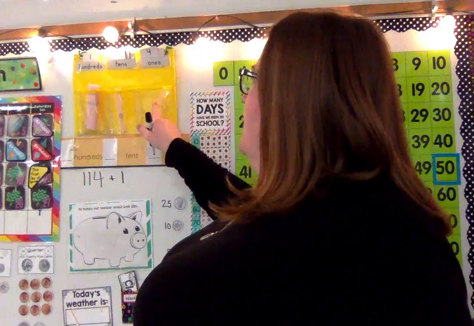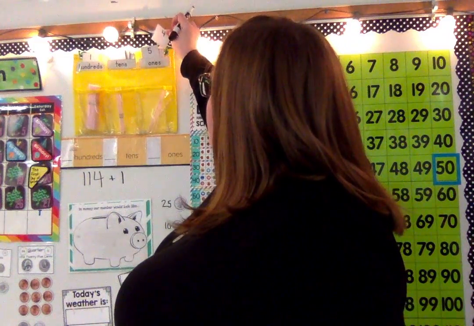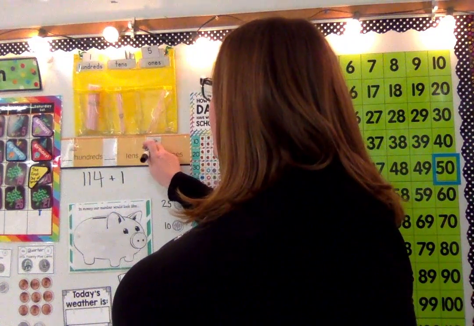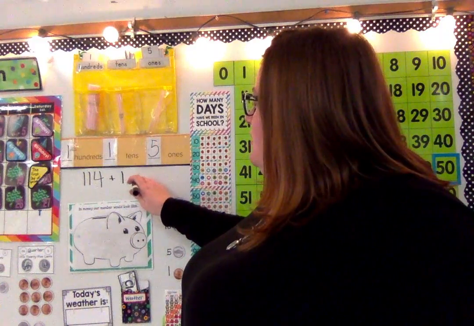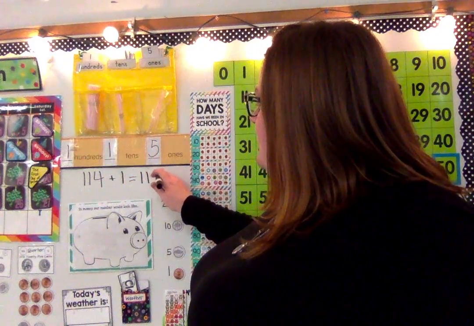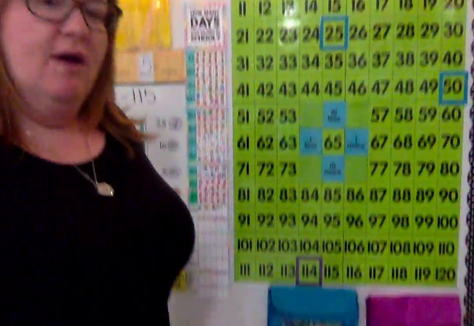We always start with our 1. So if we have 4 and 1 more, now we have 5. So we have 5 ones, still 1 group of 10, and still 1 group of 100. So that's 100, 110, 5 ones, 115. Let's see if that's right. We were at 114. 1 more is 115. We are 115 days smarter.